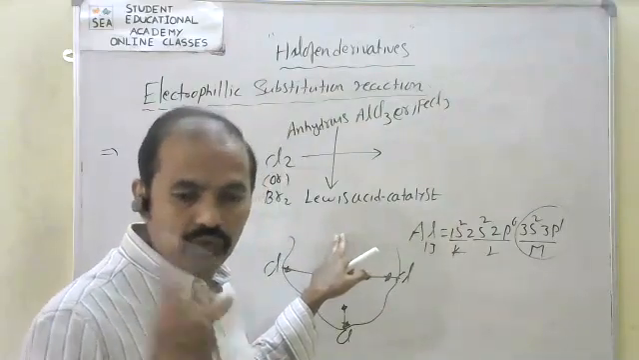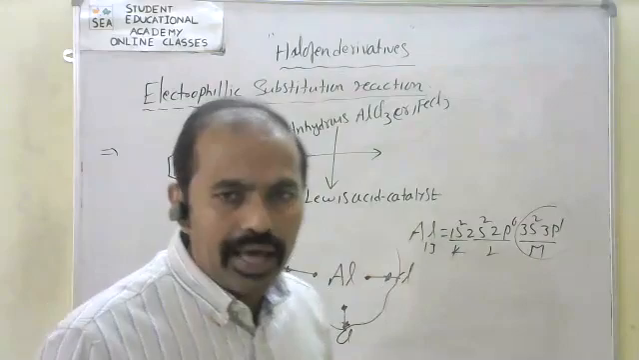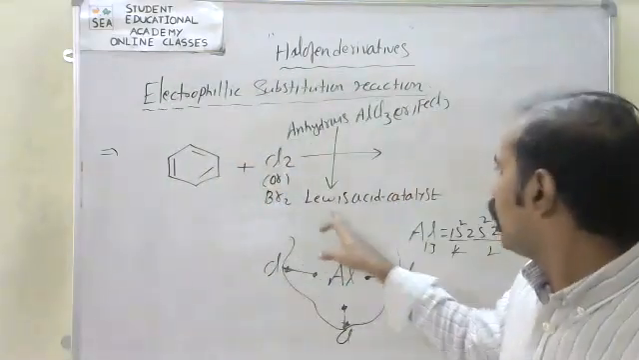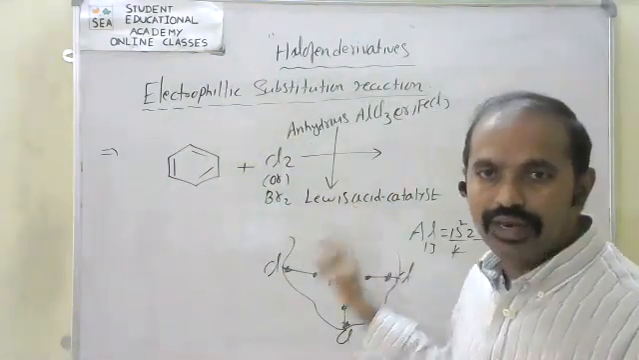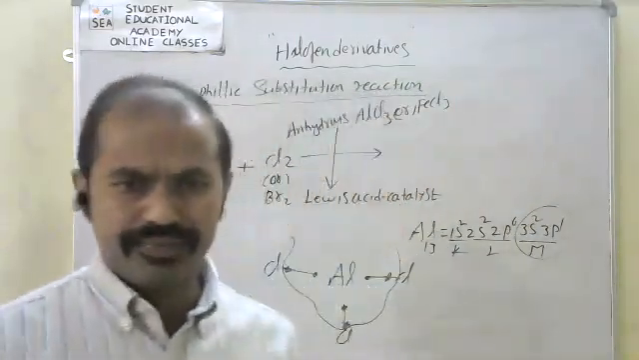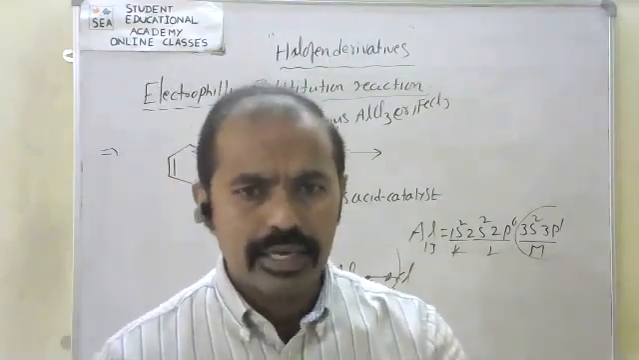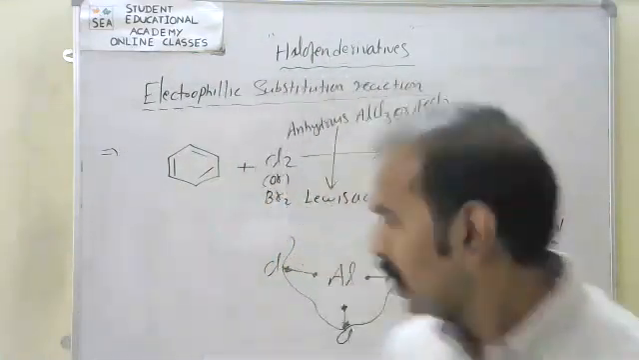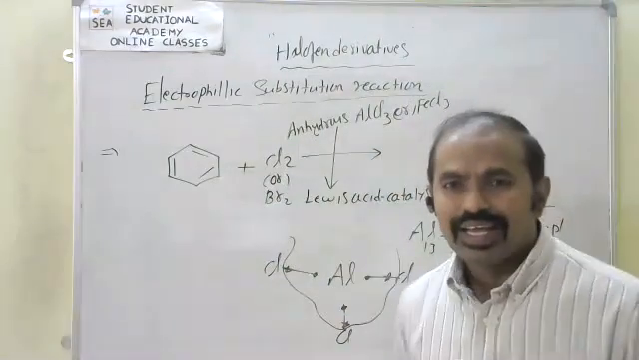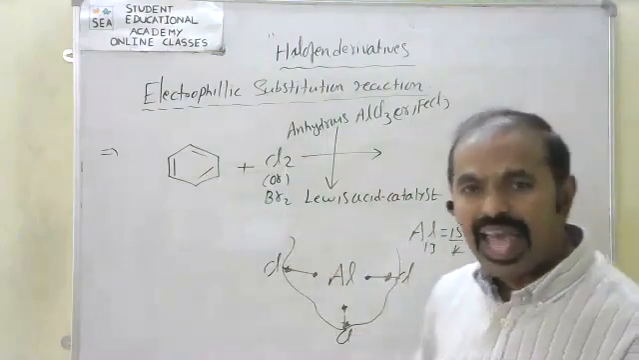2 electrons are required to get stability. According to the Lewis acid-base theory, an electron pair acceptor is called a Lewis acid. So here AlCl3 is nothing but an electron pair acceptor. It is a Lewis acid, and here in nature it is a catalyst.